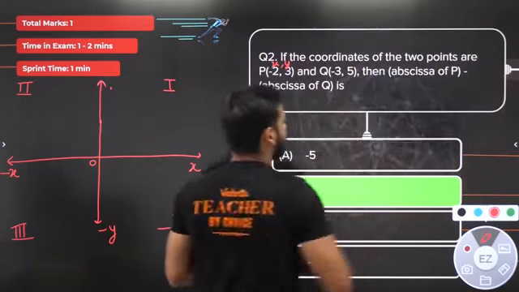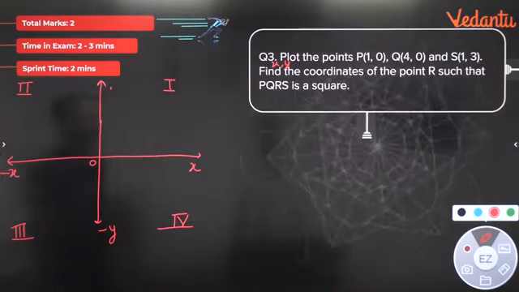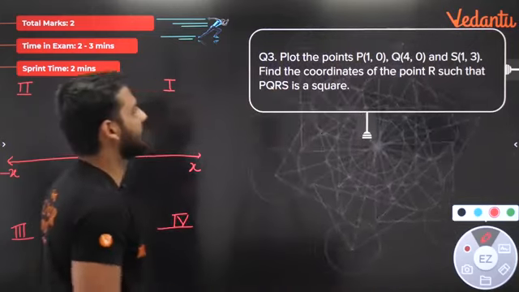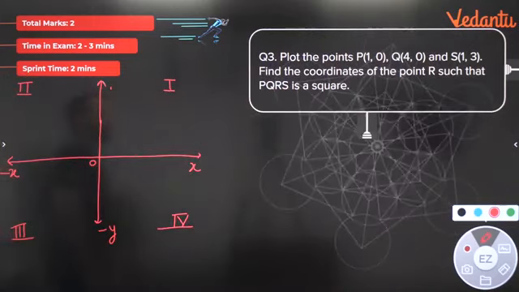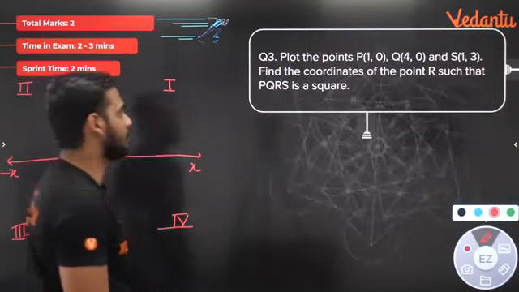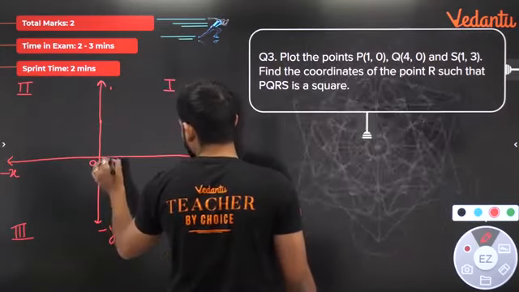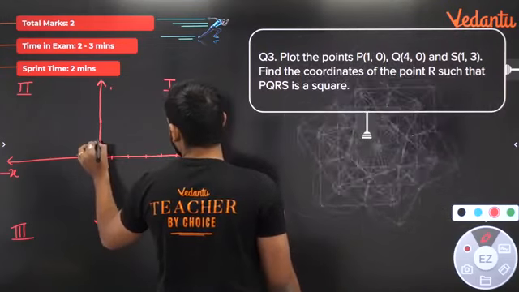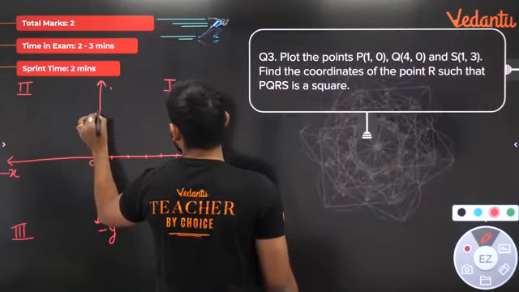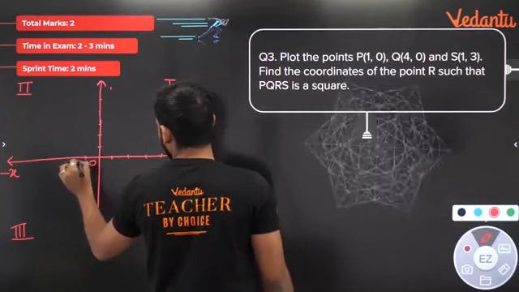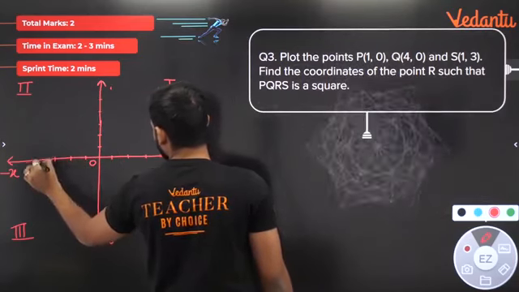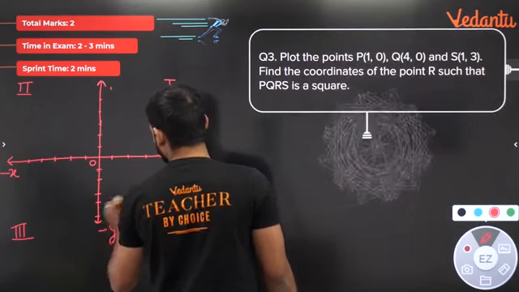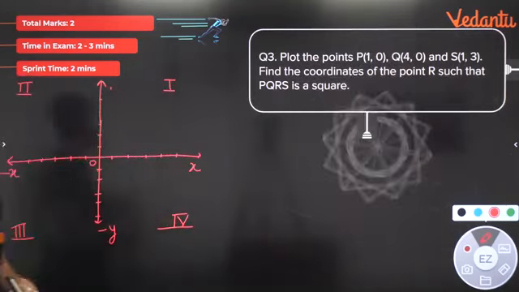Let's move to the next question. Plot the points P(1, 0), Q(4, 0) and S(1, 3). Find the coordinates of R such that PQRS is a square. So let's say this is your 1, 2, 3, 4, 5 on each axis. That's just a rough diagram I'm drawing here.